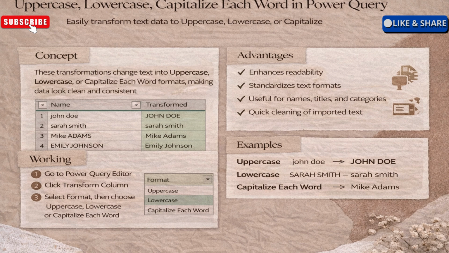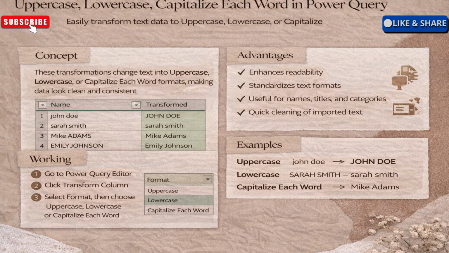Nice explanation. Yes, in Power Query, we can transform text into uppercase, lowercase, or capitalize each word. It helps in making data clean and consistent. Okay. Why is it important? It improves readability, standardizes text formats, and is very useful for names, titles, and categories. Nice. How do you do it? Go to Power Query Editor, select the column, click on Transform, then choose Format and select uppercase, lowercase, or capitalize each word. Sounds simple. Can you give an example?